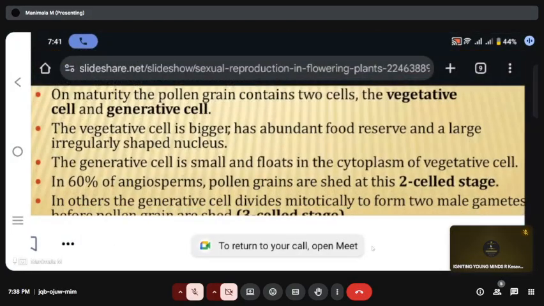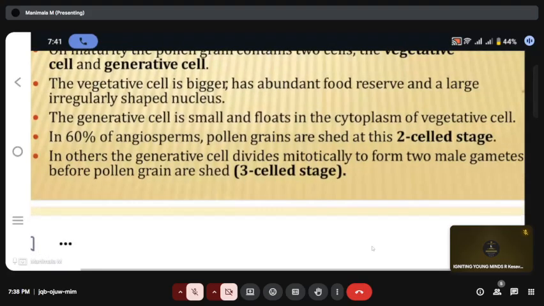Now, what changes happen in the vegetative and generative cells? The vegetative cell is bigger and has abundant food reserves, and it has a large, irregularly shaped nucleus. The generative cell is very small and floats in the cytoplasm of the vegetative cell.